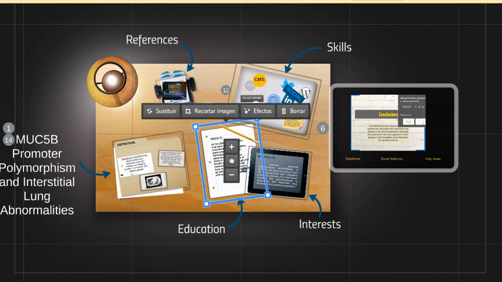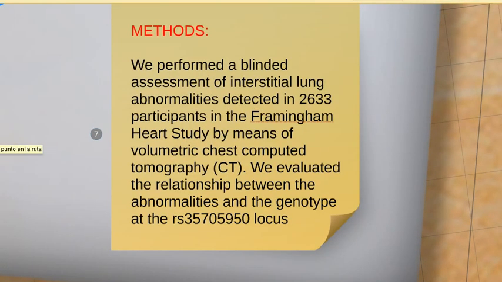The methods. We performed a blinded assessment of interstitial lung abnormalities detected in 2,633 participants in the Framingham Heart Study by means of volumetric chest computed tomography, which evaluated the relationship between the abnormalities and the genotype.